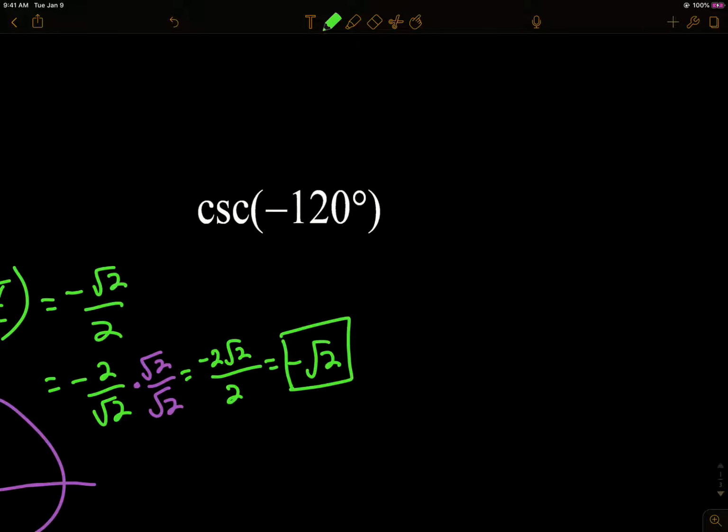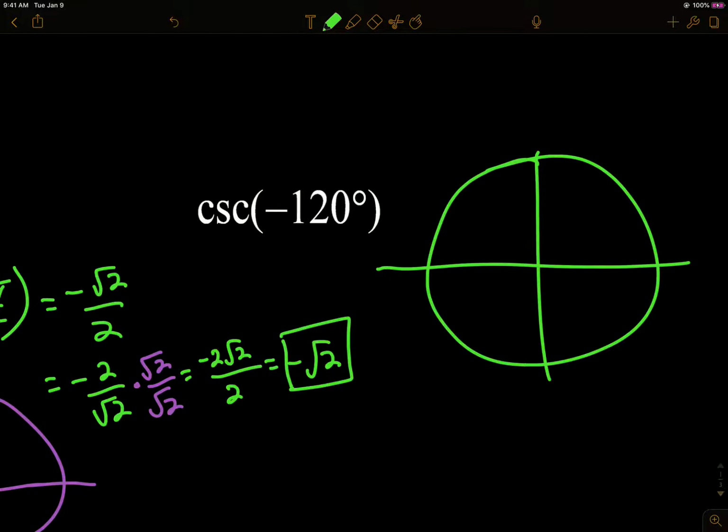Okay, let's look at cosecant of negative 120. Draw a bigger circle. All right, so negative 120 means I go in this direction, right? So 90, and then I don't quite go to 180. I go another 30 past that. So we're talking about right here. This is negative 120 degrees.